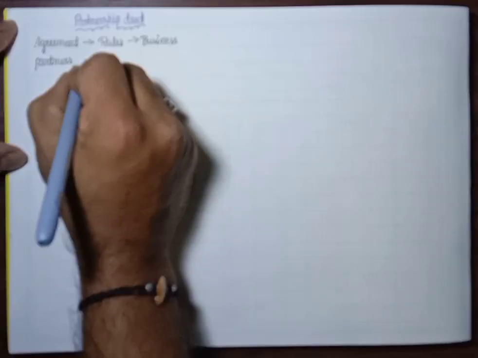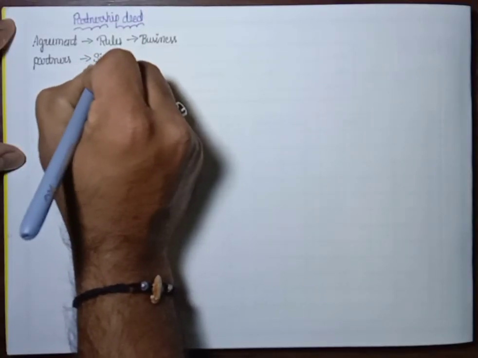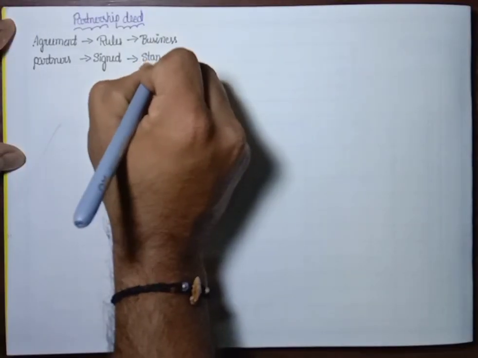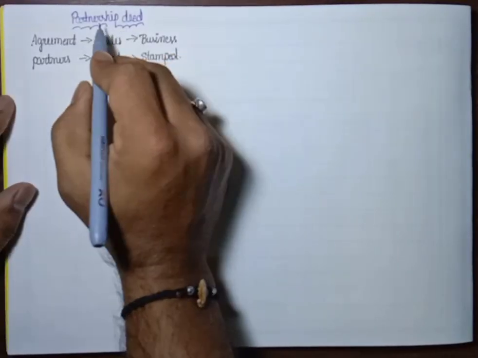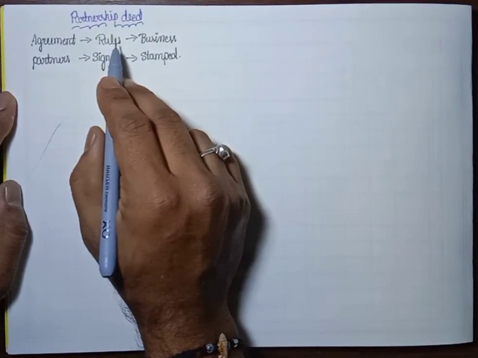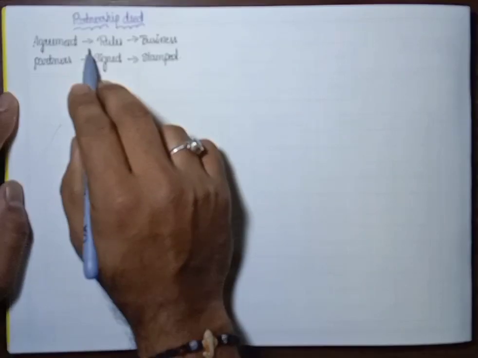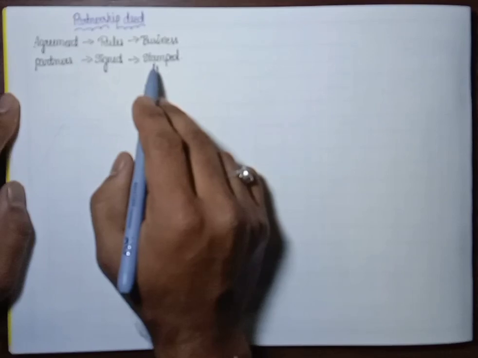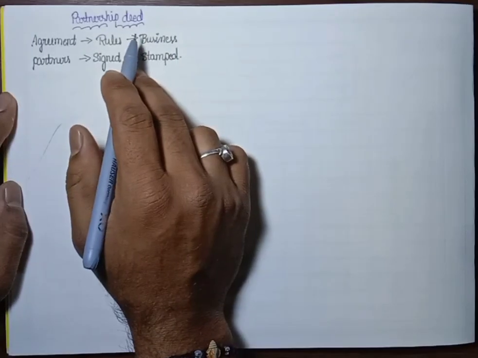Partners, and if they accept, they will sign it, and later it is stamped. So, partnership deed is nothing but an agreement which includes rules and regulations to be followed in business, meaning the partnership firm, and each and every term is read by partners and they agree and sign, and later it should be stamped. That document we call a partnership deed.